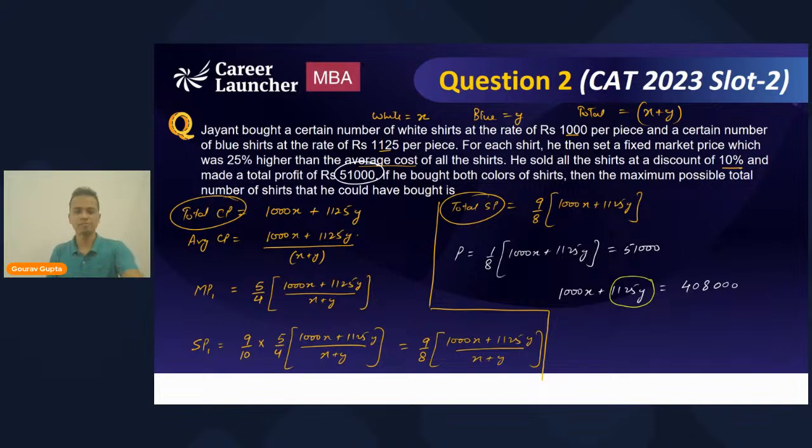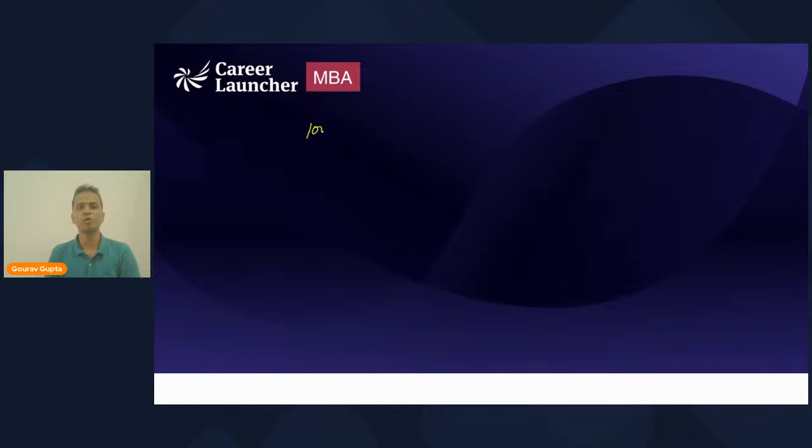Right? Clear? So I will copy this equation on a separate page. I'll open a new page. So the equation is 1000x plus 1125y is equal to 4,08,000. Now the first type of shirt, that is the white shirt, is bought at 1,000 rupees and the blue shirt is bought at 1125 rupees, such that the total cost is 4,08,000.